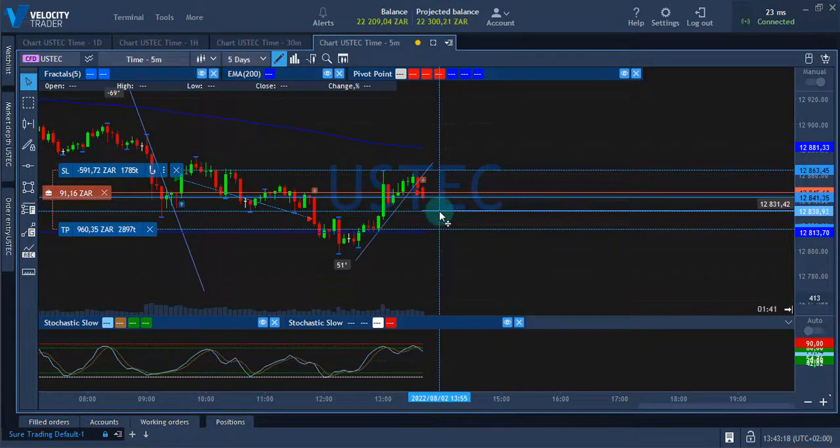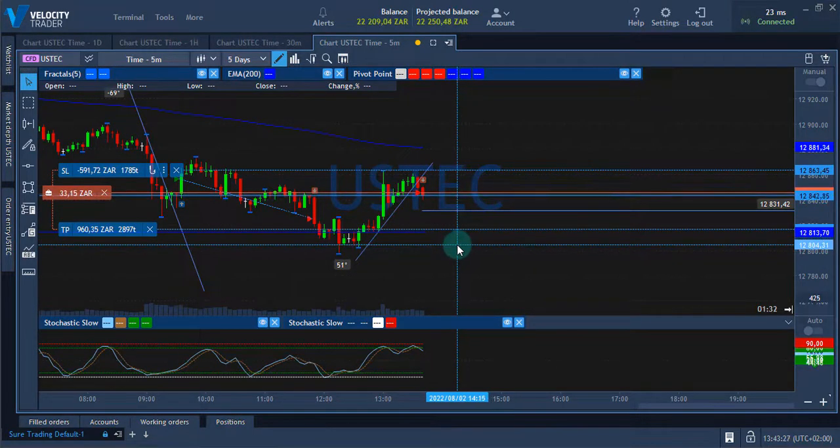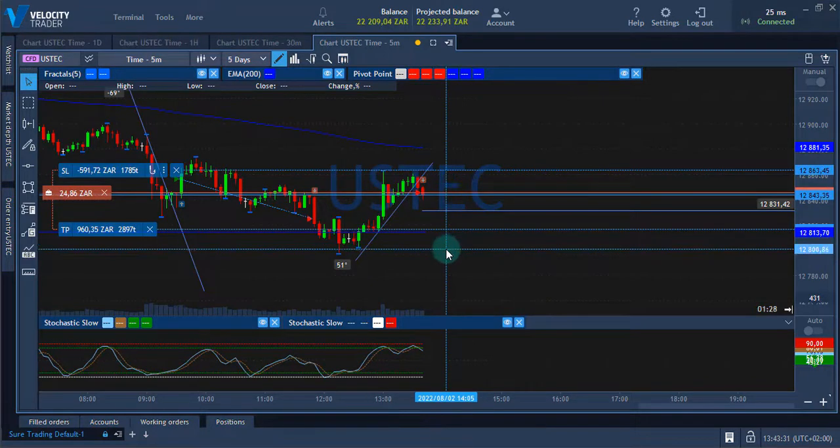If it gets to this level, which was our take profit, I'll move my stop loss there just to lock in that profit. But yeah, I'm going to keep an eye on it and see if it goes down as strongly as it started.